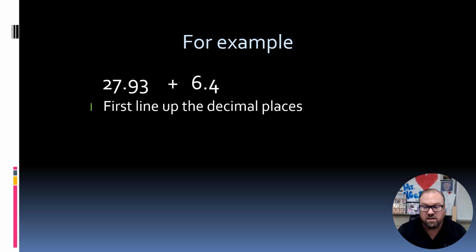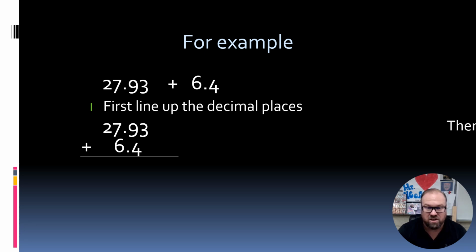Okay, so let's do an example here. So let's say that we have two measurements, and we don't have units on these, but take it that they are measurements. Okay, so we've got 27.93 plus 6.4. So how would you go about adding these together and determining the correct number of sig figs to round your final answer to? Step number one, I suggest lining up the decimal places. If you're a visual person, this will make your life easier. So first line up the decimal places. So I would present your mathematics like this. I would go 27.93 and then line up 6.4 underneath of it so that the decimal places align.